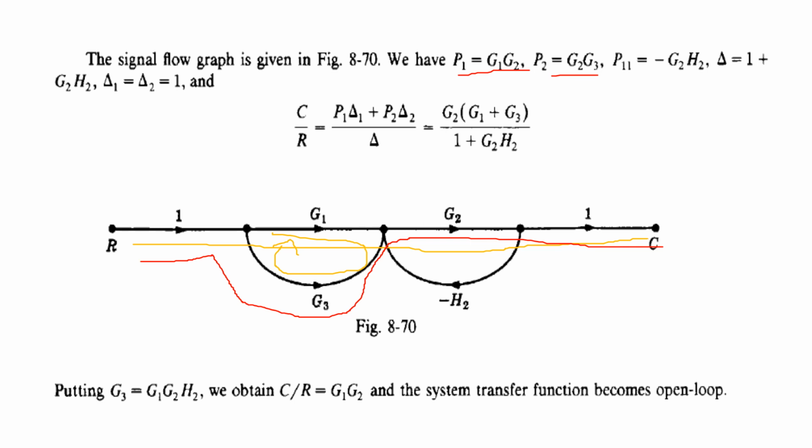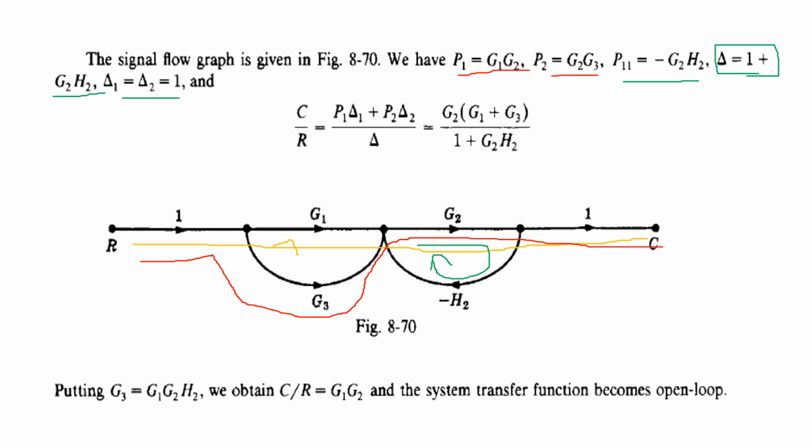Okay, sorry, this is not the one. We have one loop here. G3 is going in this direction, so I can have this loop, that is minus G2 H2, as one of my loops. Only one loop I am able to get, that is minus G2 into H2, and the delta value is nothing but 1 plus G2 into H2. Delta 1 and delta 2 are taken as equal to 1 because we have only one loop, so there is no non-touching loop in this particular example.